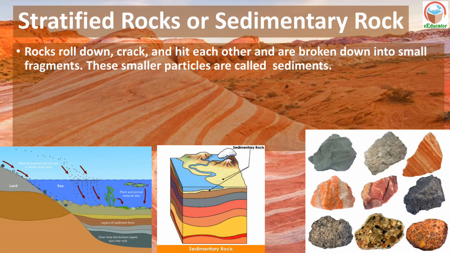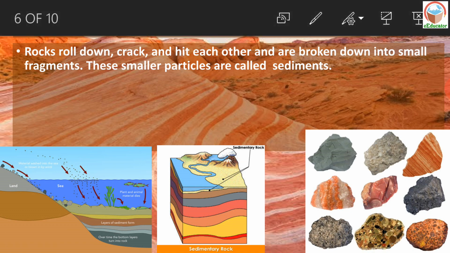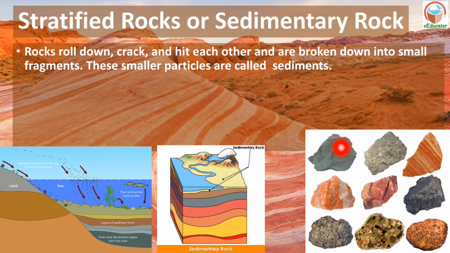Igneous rocks are already available. Now, slowly and gradually, these rocks crack. Rocks develop cracks. Ye jo rocks hota hai, uske andar crack develop hoti hai. So it develops the crack. These types of rocks develop the cracks and roll down, slowly and gradually, and the sediments of the rocks roll down and hit each other and are broken down into small fragments, and these small particles are called sediments. So, small particles.